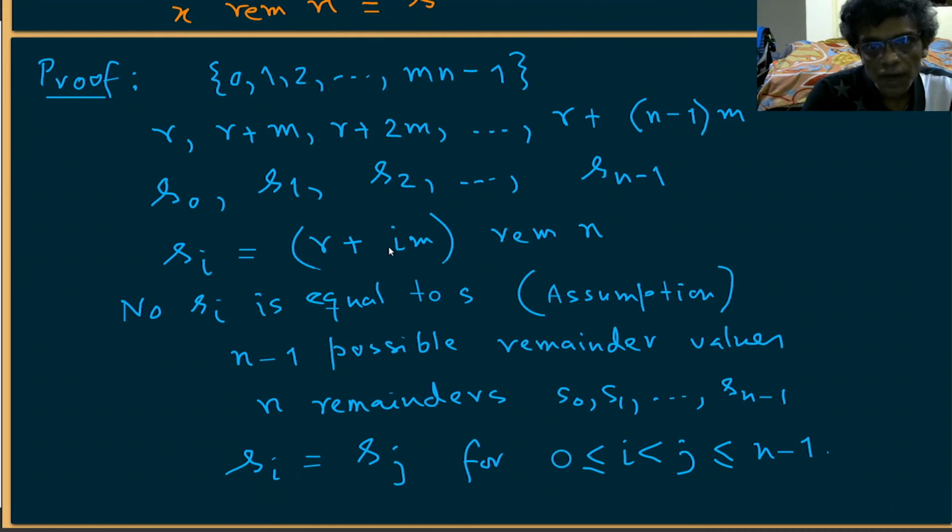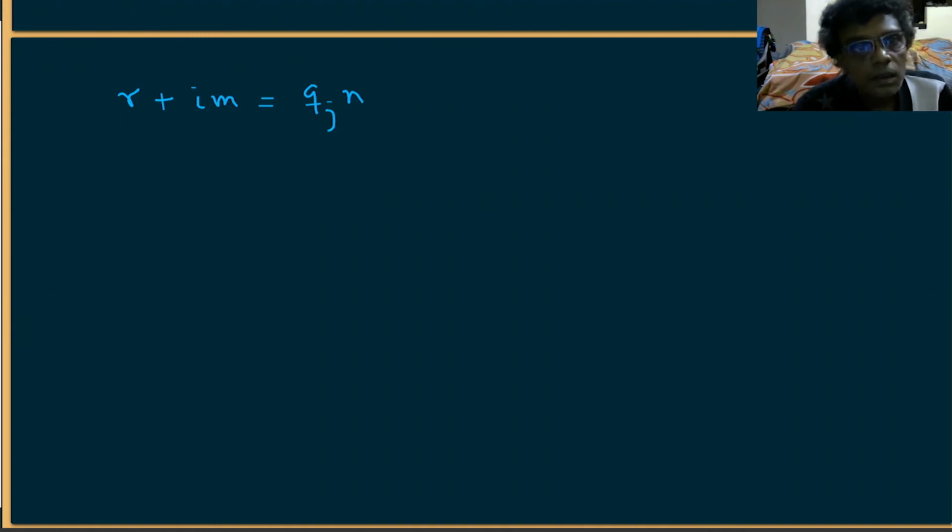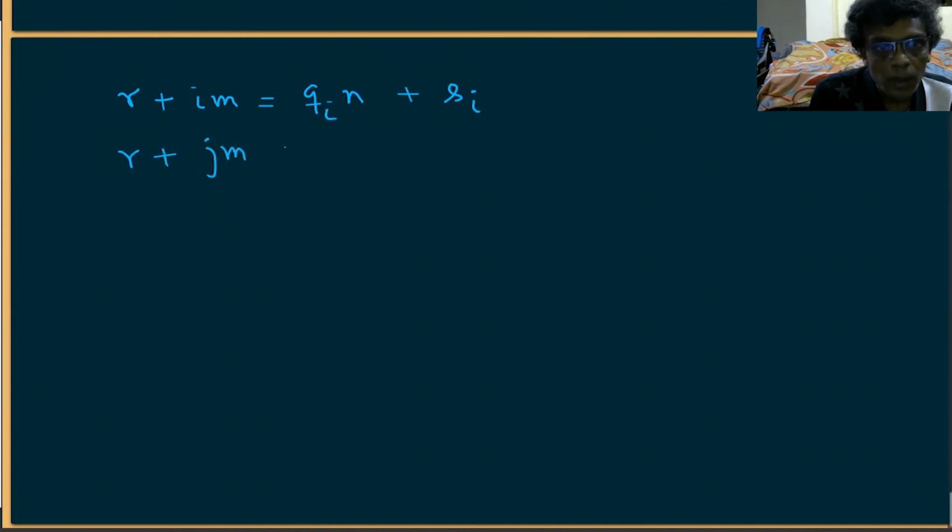So Si is the remainder of R plus im when divided by n. Sj is the remainder when R plus jm is divided by n. And you also remember this inequality: 0 less than or equal to i less than j less than or equal to n minus 1. Okay. So, what do I have? R plus im, when divided by n, I get some quotient Qi n plus Si, whereas R plus jm is Qj, some quotient, times n plus Sj.